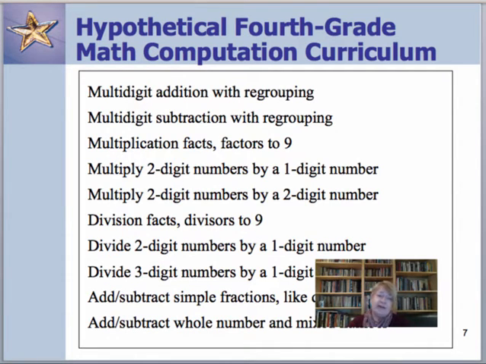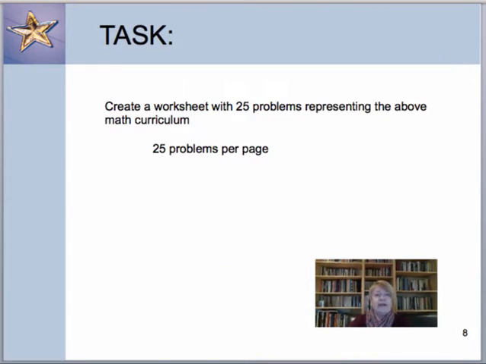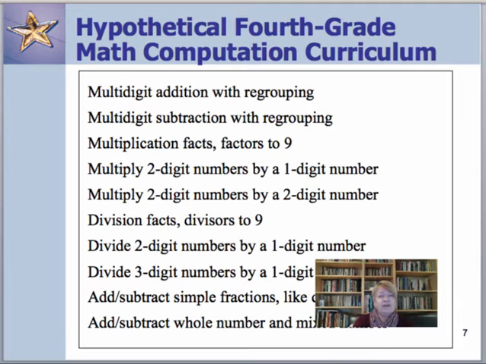And I want you to take a look at this and pause this lecture for a while and create a probe that contains those specific objectives for a whole school year, a worksheet with 25 problems that represent the math curriculum that you've just seen. So that would be a probe with 25 problems per page, and in those 25 problems, each of the skills that are contained in this hypothetical fourth grade math curriculum would be measured.